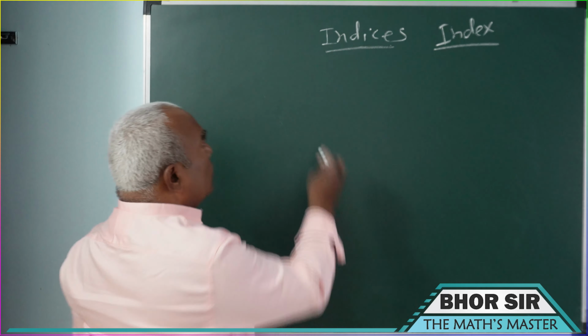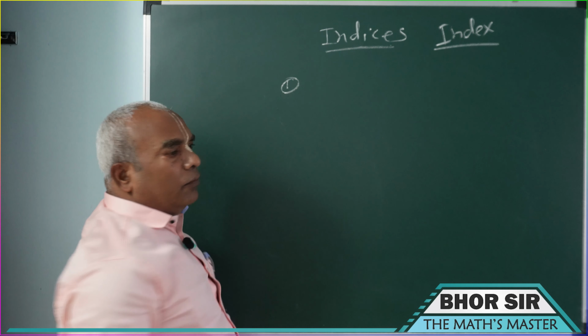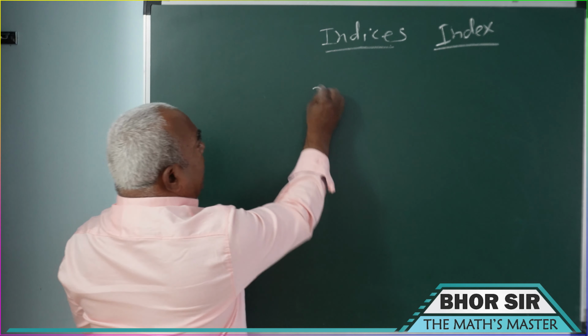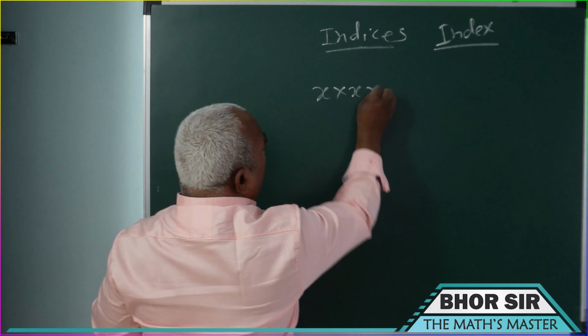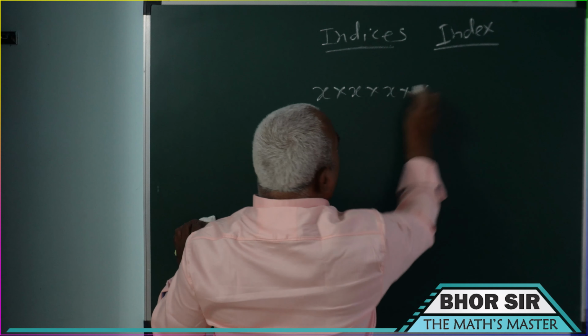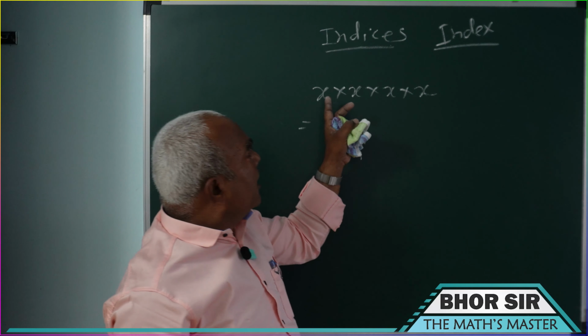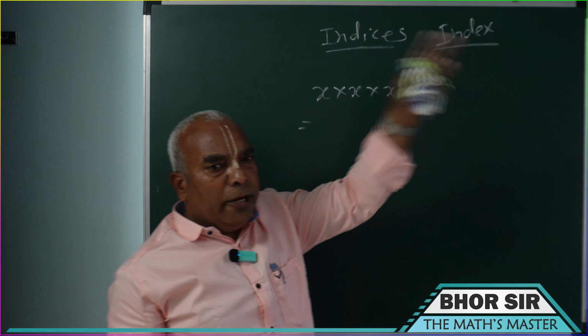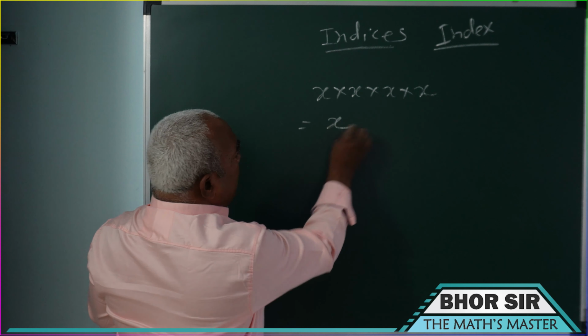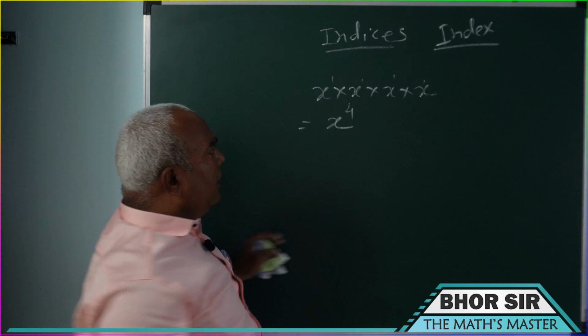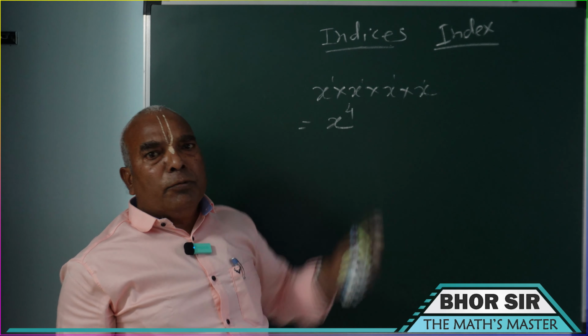Now here, one more rule I am telling you, the indices rule. First, what is meant by indices here? Suppose x into x into x into x. If we have to write this many times, then instead of writing x into x into x this way many times, we simply write x raised to 4.